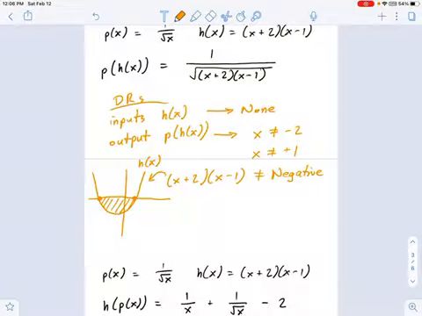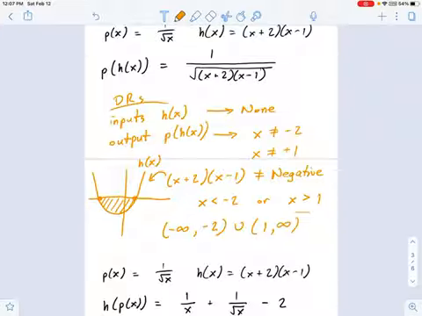So I have to say this is my domain. X has to be less than -2, or x has to be greater than +1. Okay, you can't actually have -2 or 1 as values because then you're dividing by 0. You can't have anything in between them as values because then you're square rooting a negative. So here's how you would write that domain. You'd say -infinity to -2, not including -2, union everything from 1 to infinity.